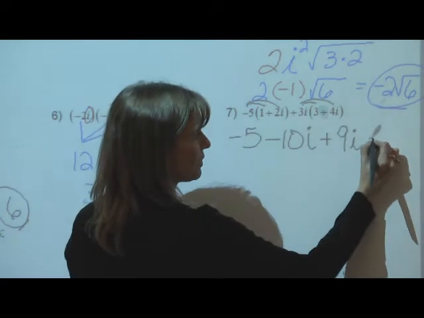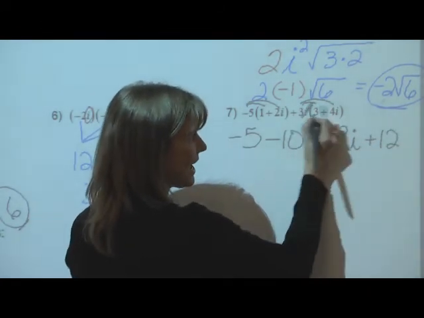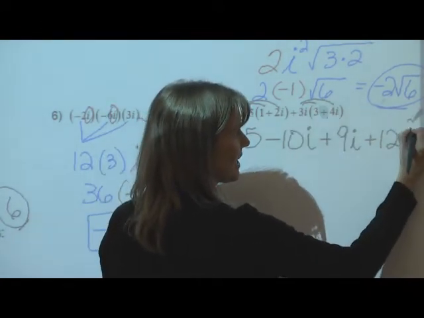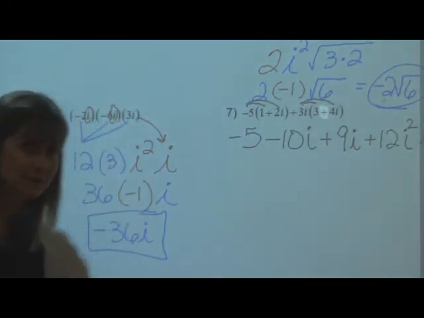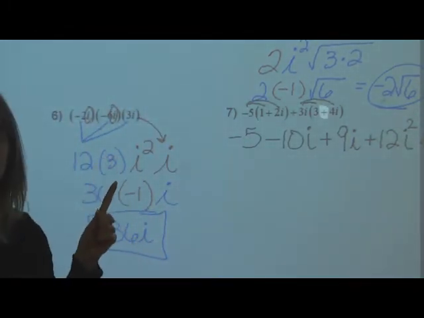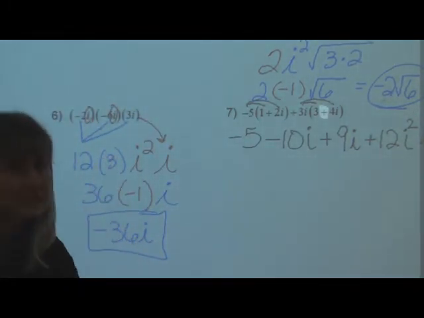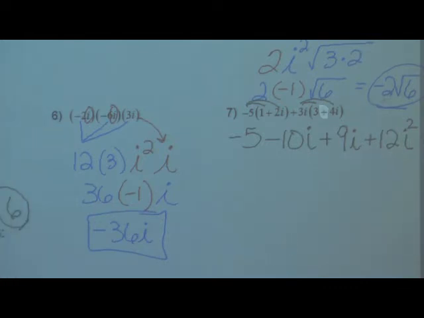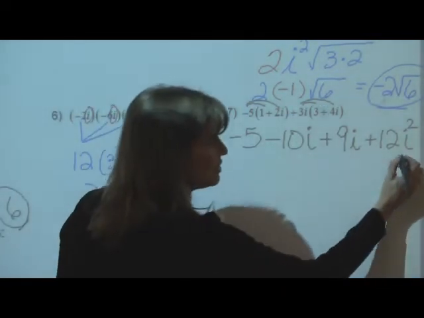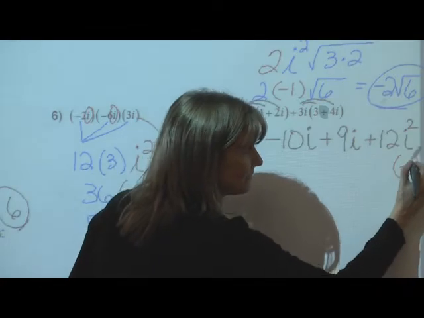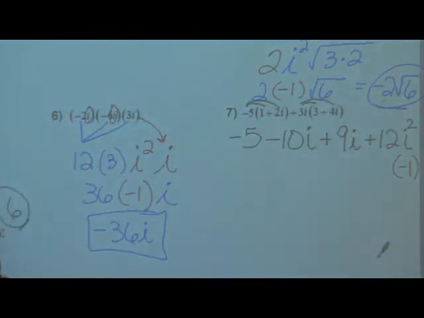3 times 4 gives me 12. I times I is I squared. Except, ding, ding, ding, I squared. I squared is secret code for what number? Secret code for -1. So I squared is technically a -1.